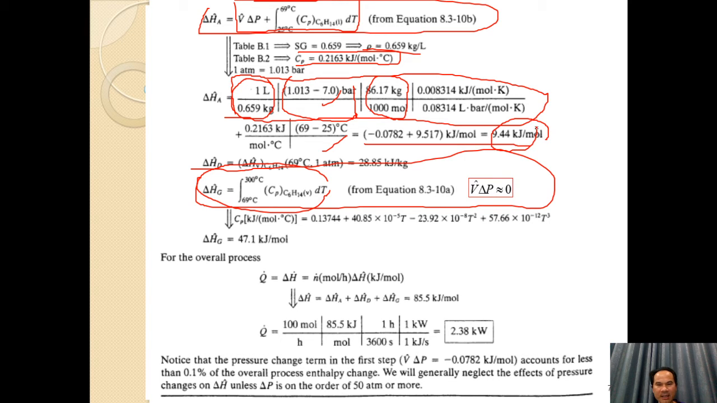This is delta Sa. And the second term, delta Sv. Right? The part D is delta Sv. The Sv is 28.85 kilojoule per kilogram. Okay.